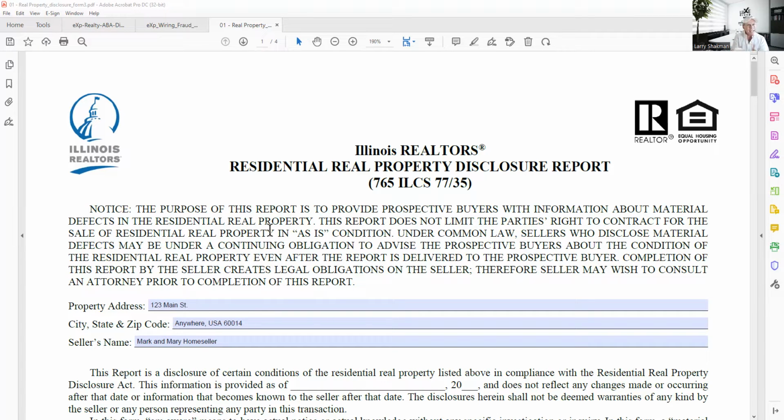So if you know anything about any of the systems in your property, you want to let the buyer know about that. More importantly, if you fill this out and after the buyer receives this and you accept a contract from them, then you're going to want to disclose anything that happens that's a material defect in the property after they've seen this. So keep in mind, full disclosure is always the best way to go. Let's take a look at this.